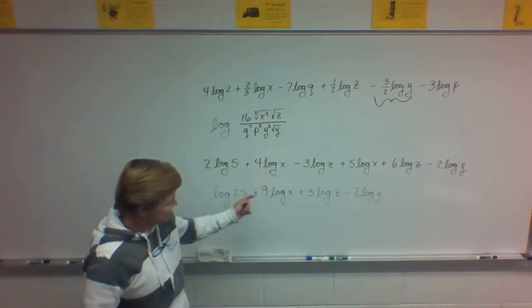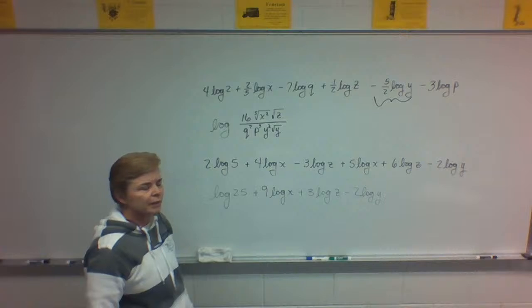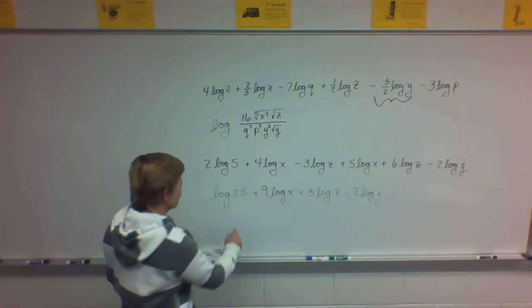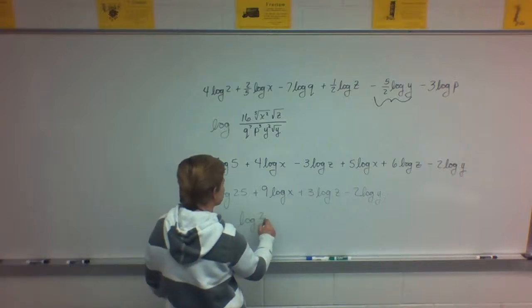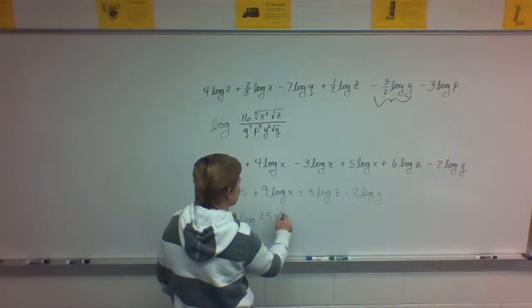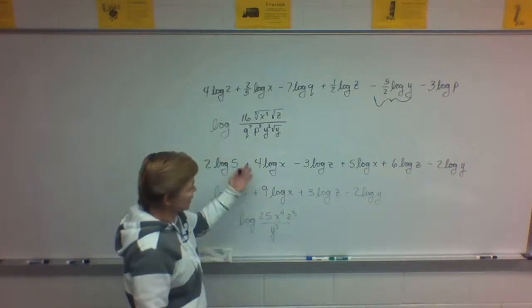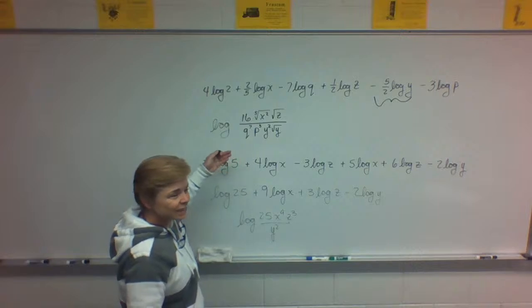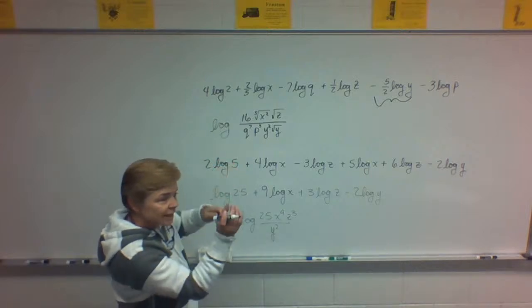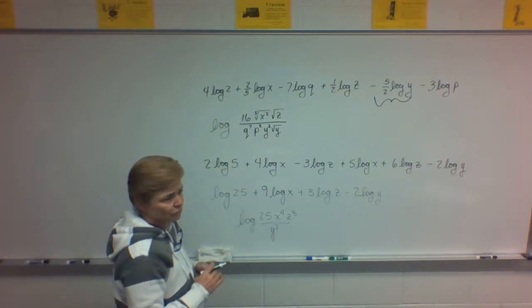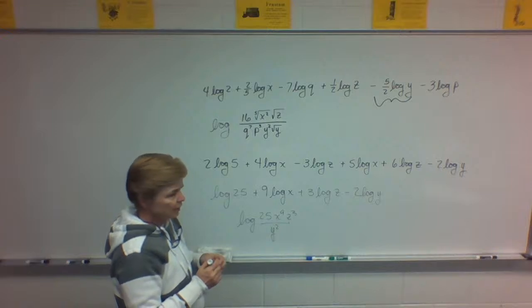And now if you condense that result, you get exactly what we did as the end part of the other one, which is log 25, x to the 9th, z to the 3rd over y squared. So you can combine like terms first because combining like terms is the same thing as adding the exponents once you get two of them with the same base. Do you know what I'm saying?